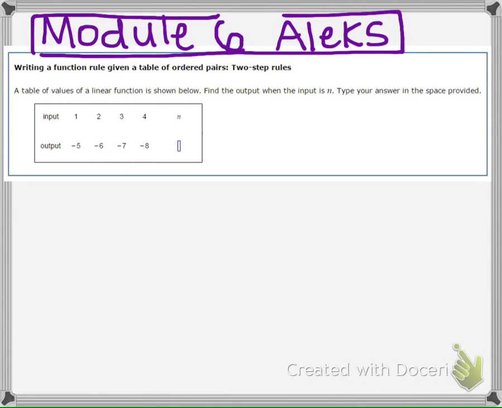This video is to help you when you're accomplishing your ALEKS homework on writing a function given a table of ordered pairs. So we have to come up with the equation that will produce this table of values here. So we need to come up with an equation such that if we input a 1, we're going to get out a -5. When we input a 2 into the equation, we're going to get out a -6.